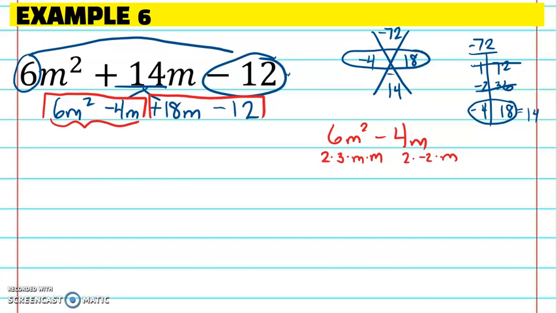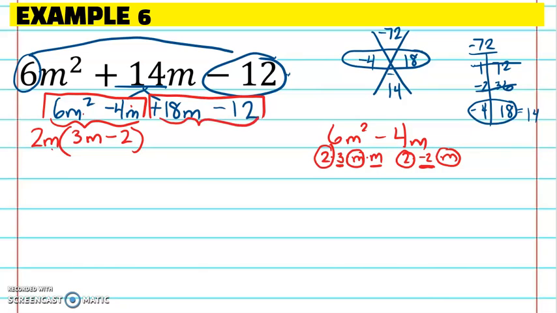And I look for what's the same. They both have a 2. They both have an m. So I'm going to pull 2m out times, okay, how do I still keep it 6m squared minus 4m? Well, 2m times 3m gets me 6m squared. 2m times negative 2 gets me back to the negative 4m. Okay, so they're equivalent. I just factored it.